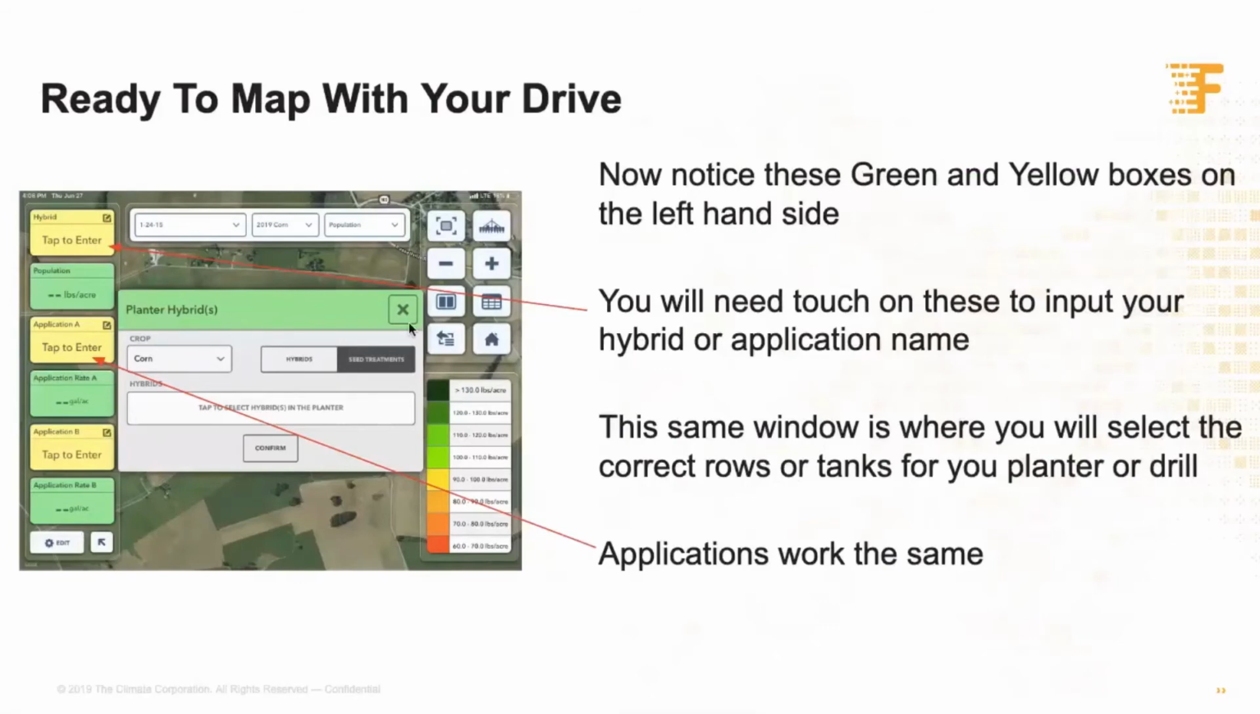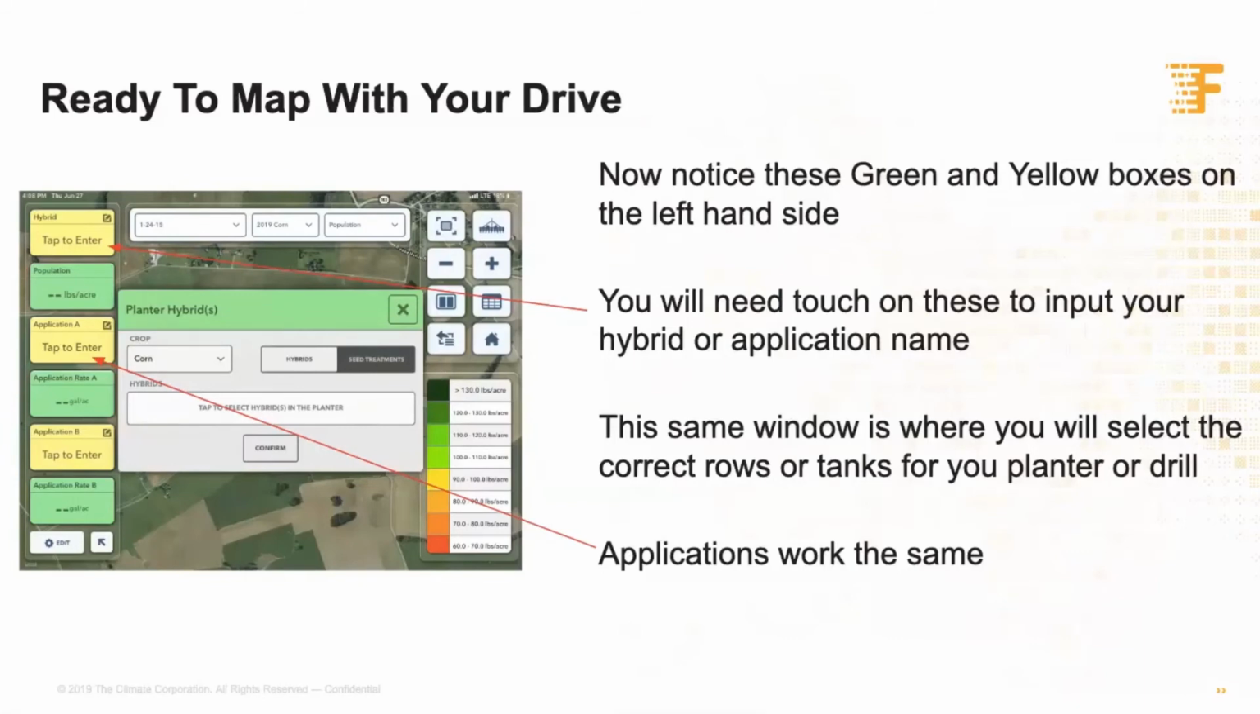If you don't have anything selected yet, you just tap to select your hybrids on that big white button there, and you'll have a drop-down list of what you can search for, whatever hybrid or variety you're planting. If you don't have that in the list, you can type it out and you can do it as a custom in there as well.